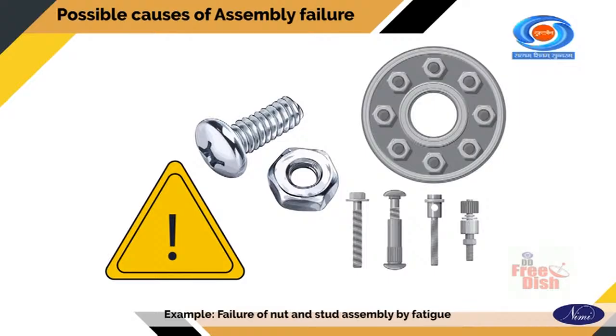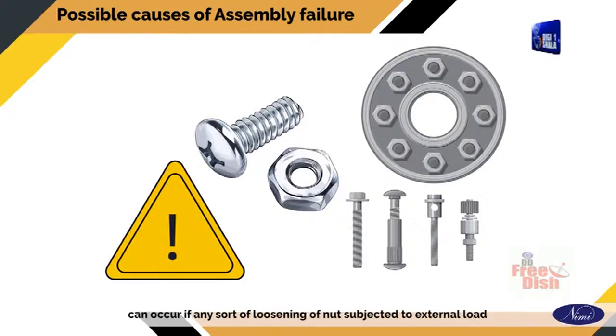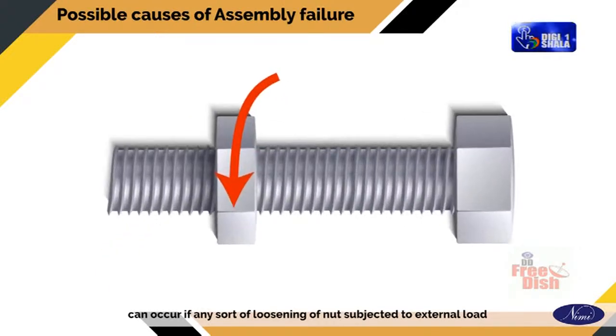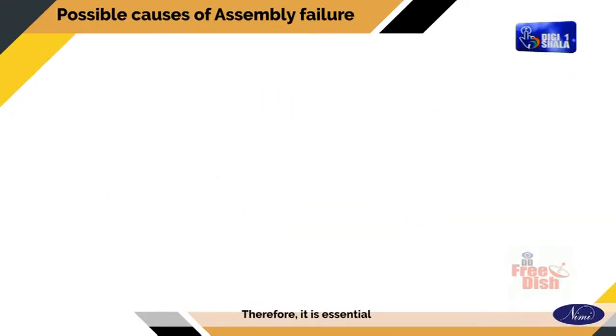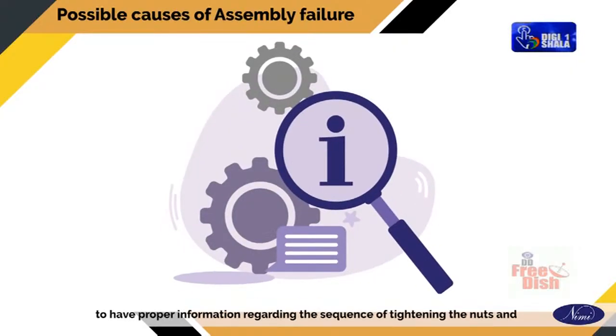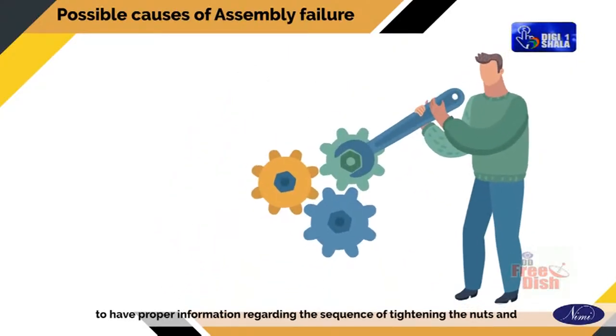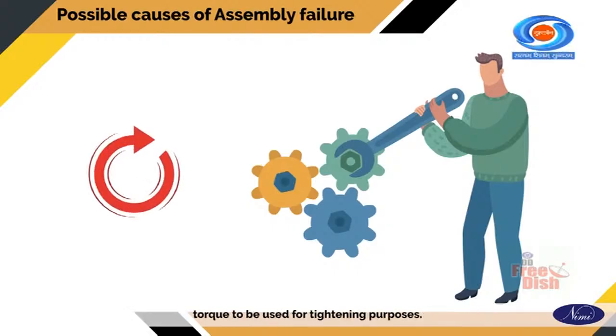Example: failure of nut and stud assembly by fatigue can occur if any sort of loosening of the nut subjected to external load happens under such conditions. Therefore, it is essential to have proper information regarding the sequence of tightening the nuts and torque to be used for tightening purposes.